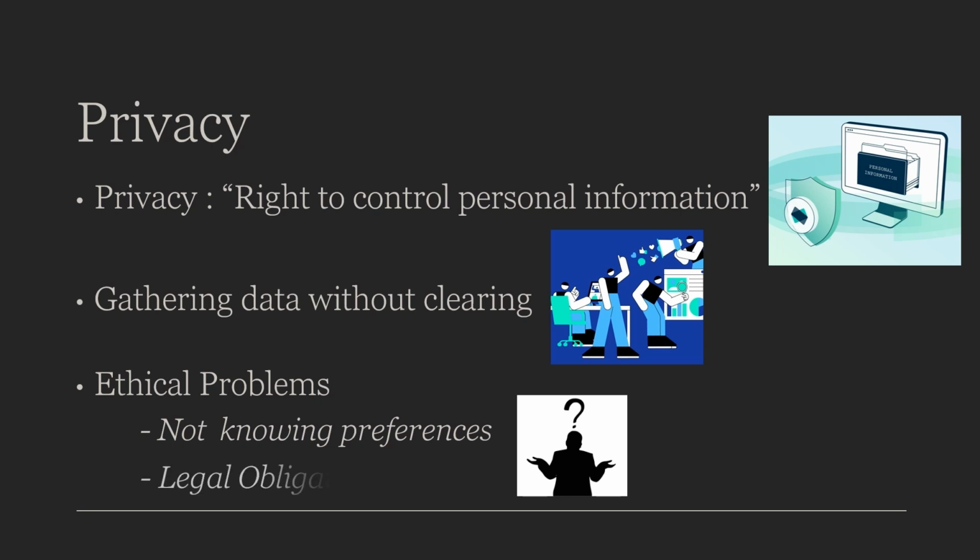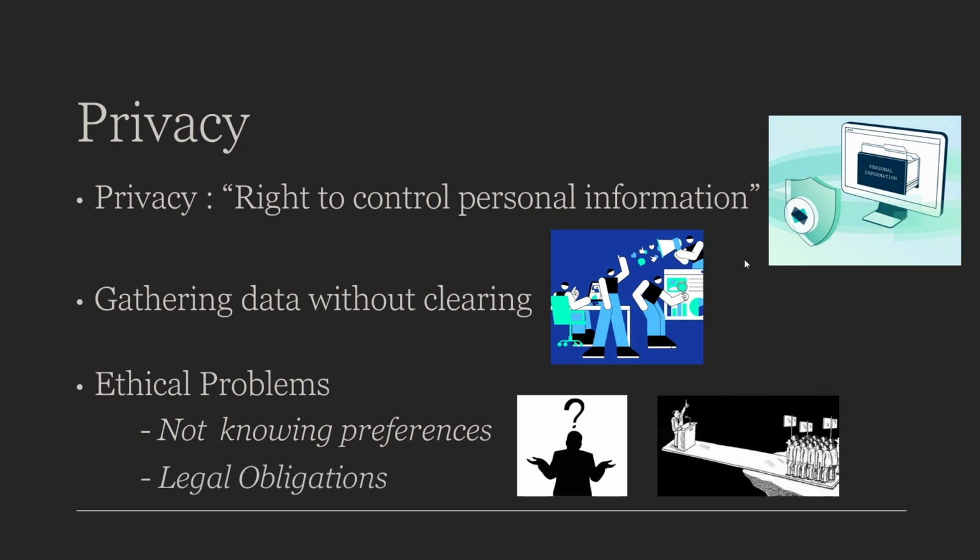Secondly, there is sometimes a conflict between people's preferences and legal obligations. For example, even if someone wishes to keep their data confidential, the government might legally require that information to be revealed. This tension between people's rights and legal duties can make it a challenging task for organizations to navigate privacy concerns responsibly.